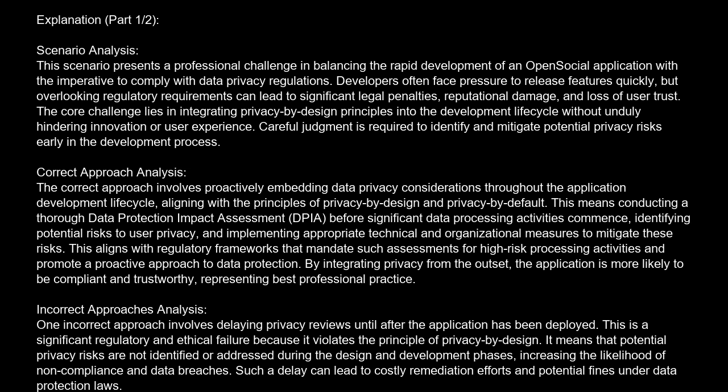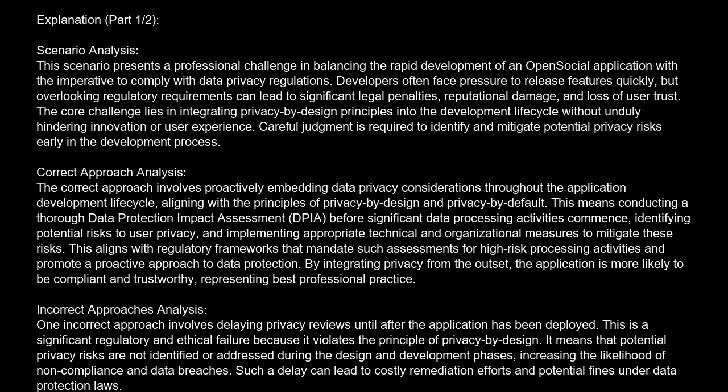Developers often face pressure to release features quickly, but overlooking regulatory requirements can lead to significant legal penalties, reputational damage, and loss of user trust. The core challenge lies in integrating privacy by design principles into the development lifecycle without unduly hindering innovation or user experience. Careful judgment is required to identify and mitigate potential privacy risks early in the development process.